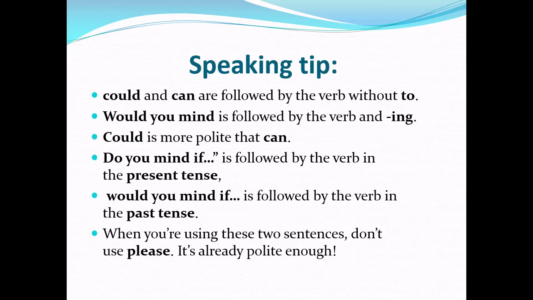And here are some speaking tips. First, could and can are followed by the verb without to. Would you mind is followed by the verb with ing. Could is more polite than can. Do you mind if is followed by the verb in the present tense, and would you mind if is followed by the verb in the past tense. When you are using these, don't use please, because would and could are already a polite way to make the request. It's already polite enough.